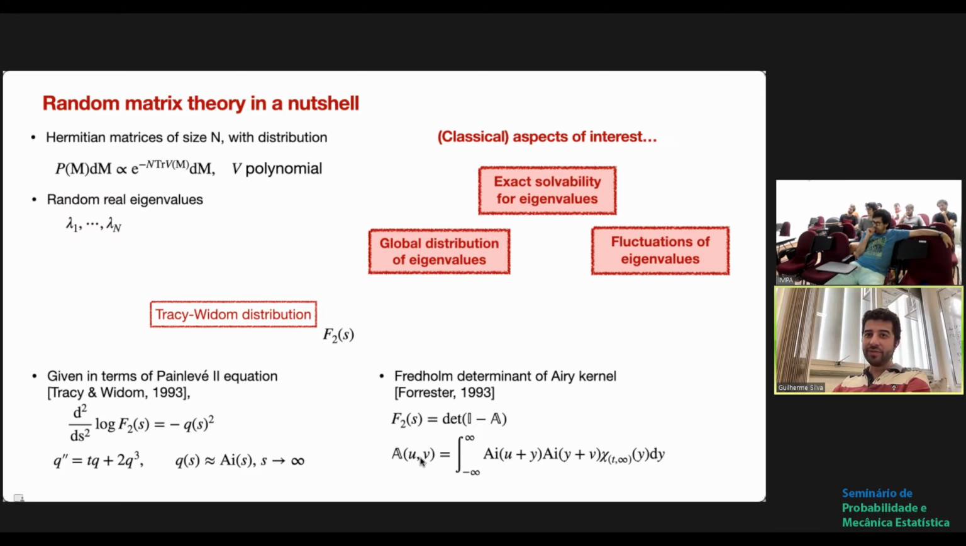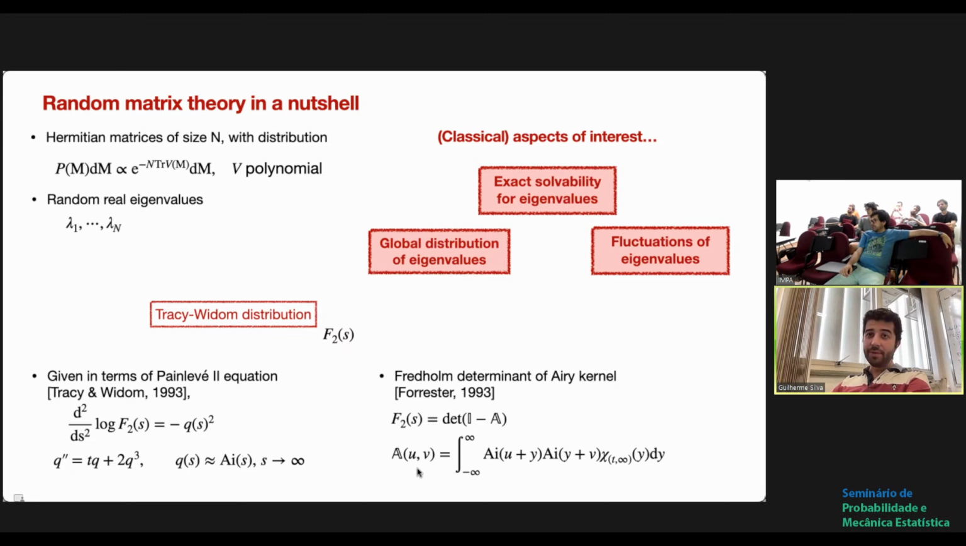Again, it's a function of two variables, which depends on t here. On this t here should be s. T and s here are the same thing. So this function of two variables depends on this parameter s here. When you take this Fredholm determinant, you get a function of s, which gives then this Tracy-Widom distribution, right?